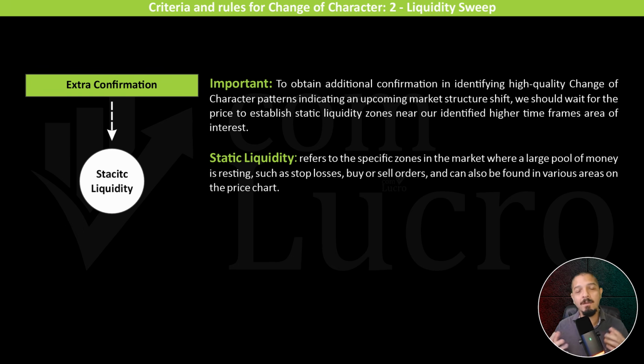However, let's have a quick breakdown of them here. As you know, static liquidity refers to the specific zones in the market where a large pool of money is resting, such as stop losses, buy or sell orders, and can also be found in various areas on the price chart. When we talk about static liquidity, there are a few patterns that show up all the time in the market, and they're super practical to spot.